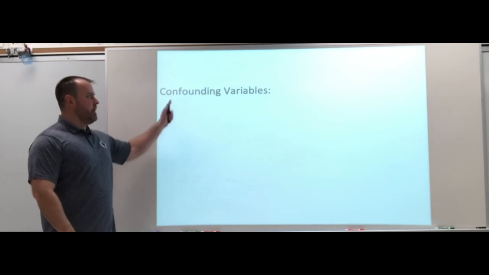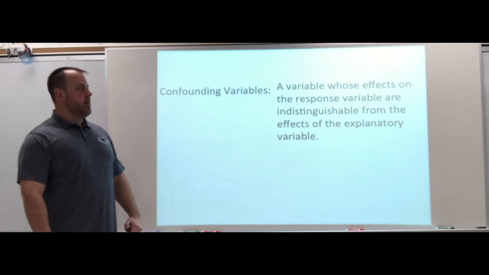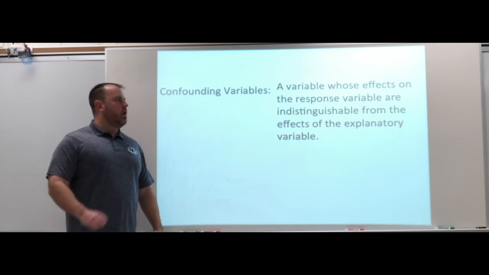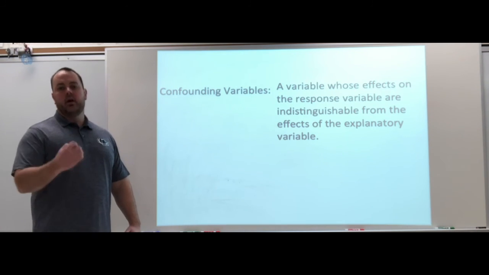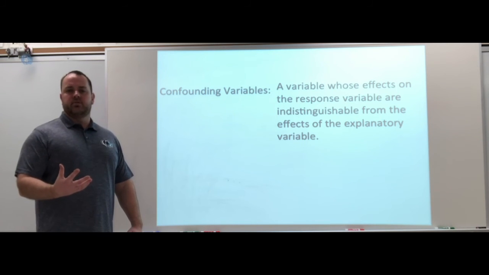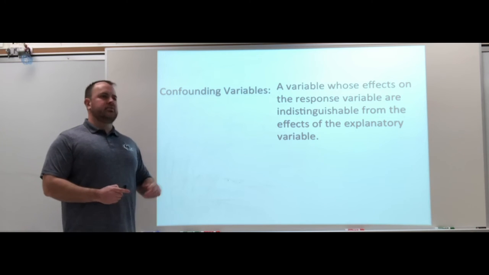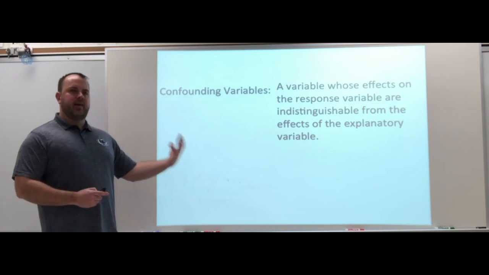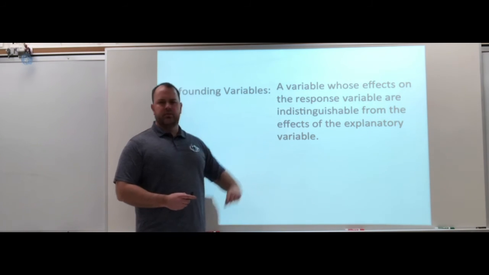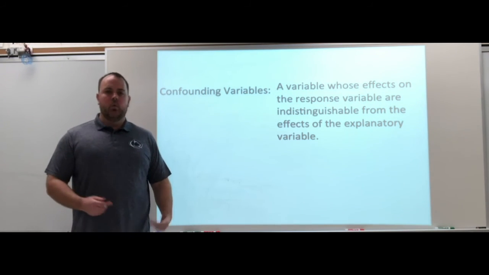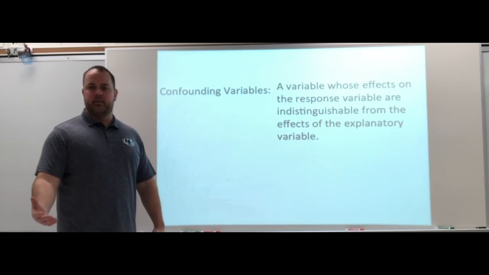And now you have to worry about something called confounding variables. Confounding variables: a variable's effect on the response variable is indistinguishable from the effects of the explanatory variable. There are other things that affect a person's lifespan. I think we can all agree with that. Okay? And what you would have to think about is what other variable could be affecting both the explanatory and the response. Okay? One example for this could be a person's exercise habits.